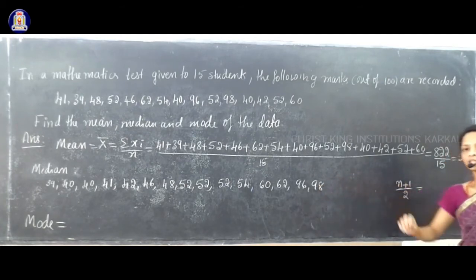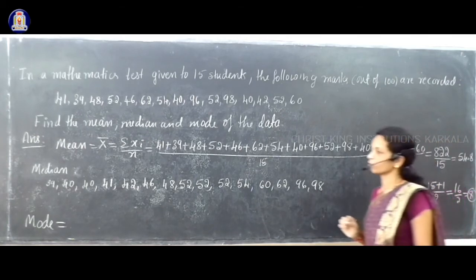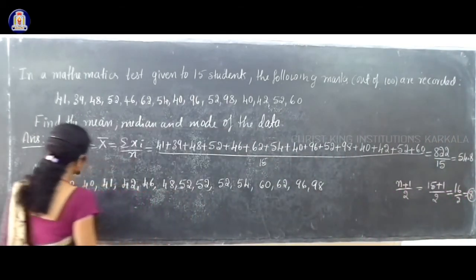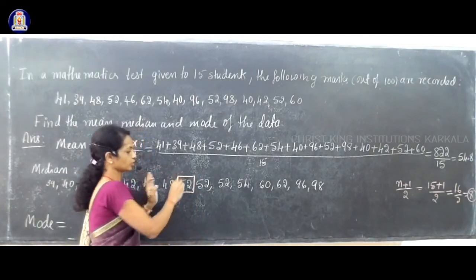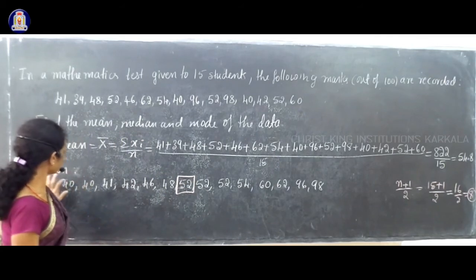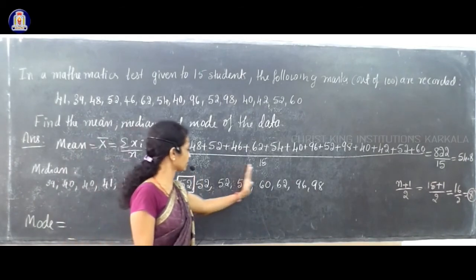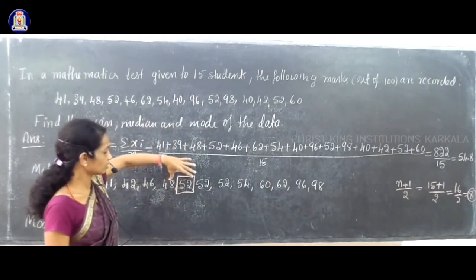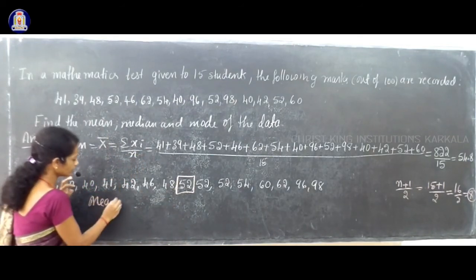You have the marks of 15 students, so n is 15. 15 plus 1 divided by 2: that is 16 divided by 2, equal to 8. Okay, 8 means the 8th observation will be the median. 1, 2, 3, 4, 5, 6, 7, 8. So this is the 8th observation, and that is the middlemost. You can see 1, 2, 3, 4, 5, 6, 7: 7 you have to delete from the beginning and 7 from the end. Then you will get the middlemost, 52. So the median is 52.